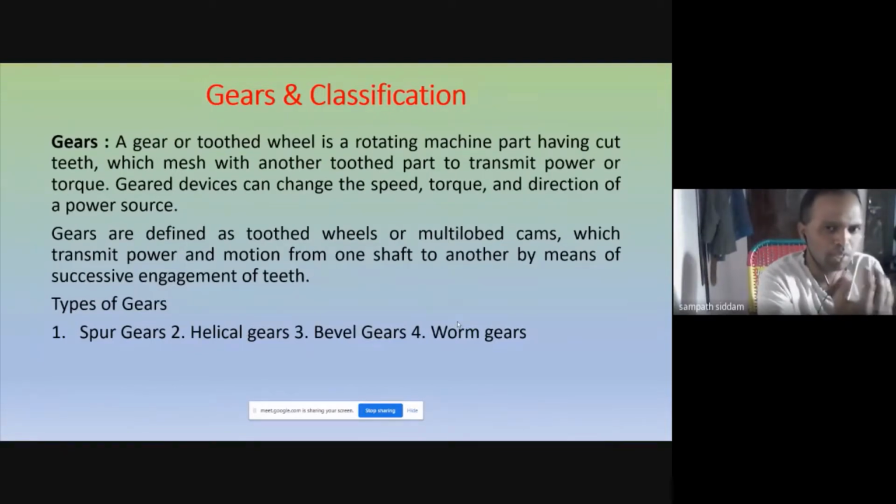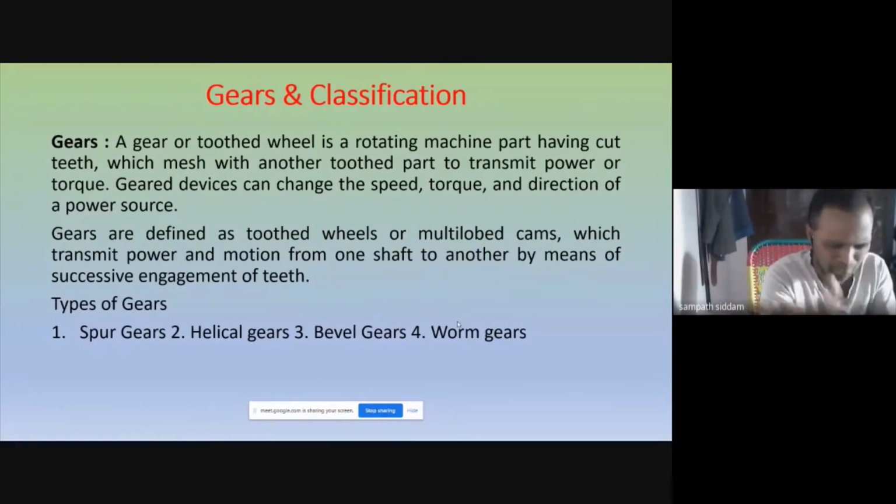Gears which come in mesh: one will be a driving gear, another one will be a driven gear. By this, you will have variation of torque, variation of speed, and direction of your power source. So that is about your gear. Next, a gear is also defined as a toothed wheel or multi-boloid cams which transmit power and motion from one shaft to another by means of engagement of teeth.